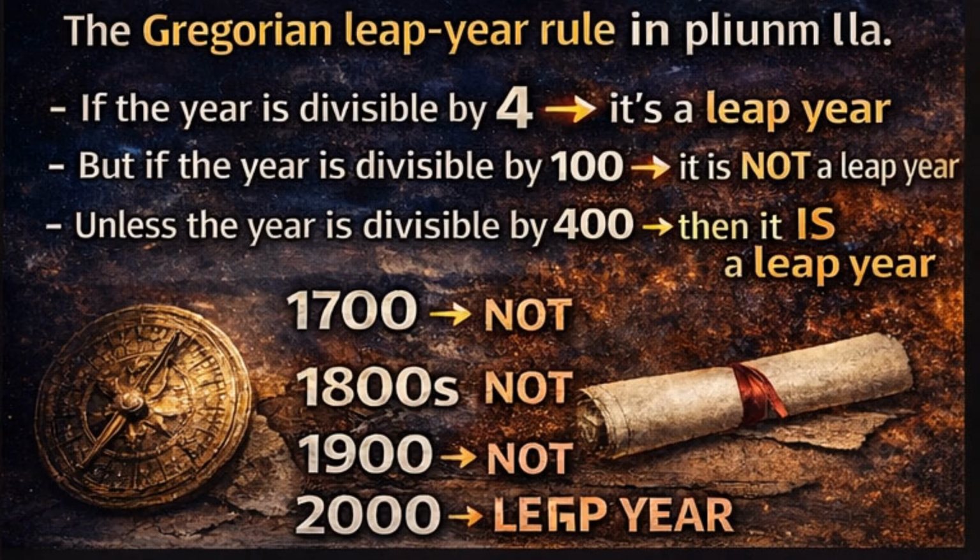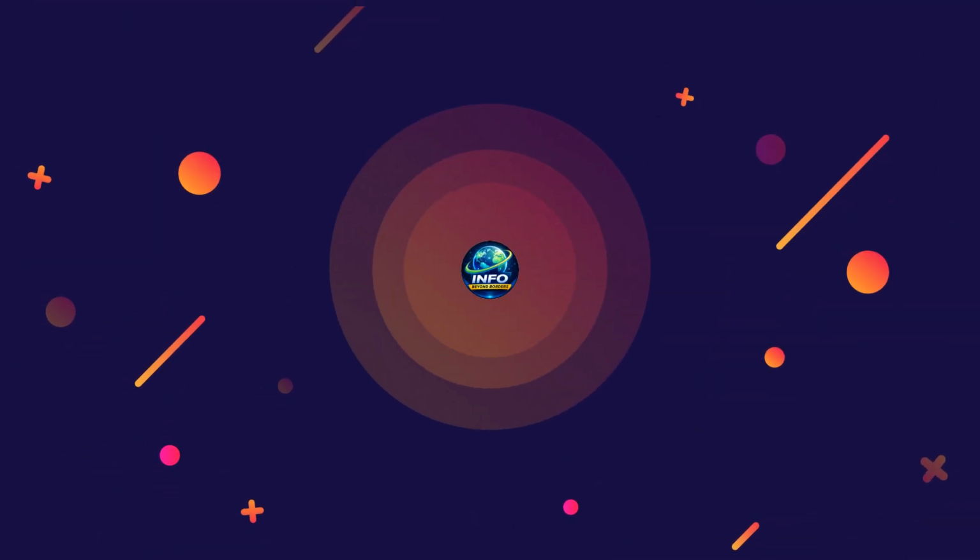2100 will not be. This rule removes 3 leap days every 400 years. That tiny correction makes the Gregorian calendar extremely accurate. So accurate, in fact, that it only drifts by about 1 day every 3000 plus years. In other words, the Gregorian calendar is one of the most successful scientific software updates humanity ever made.